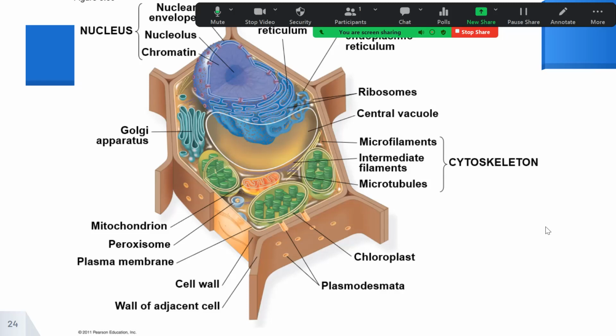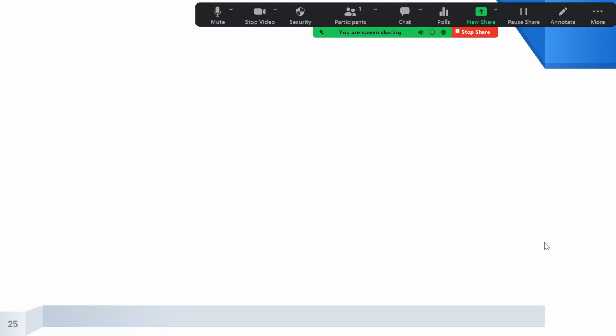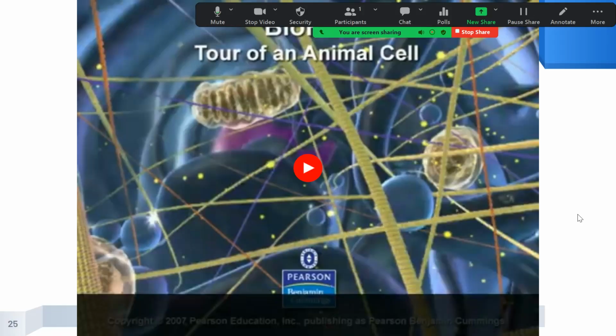And then here is a typical hypothetical plant cell. And so you can definitely see some differences between a plant cell and an animal cell. Biggest differences are that large central vacuole in a plant cell, the cell wall, the chloroplasts, which an animal cell does not have. And then animal cells will have the centrosomes that help with cell division, which we'll talk more about later. So let's take a quick look at a little video here, BioFlix, to take a tour of an animal cell.